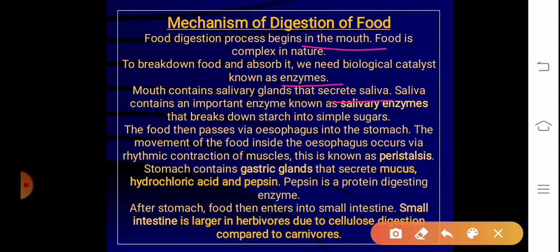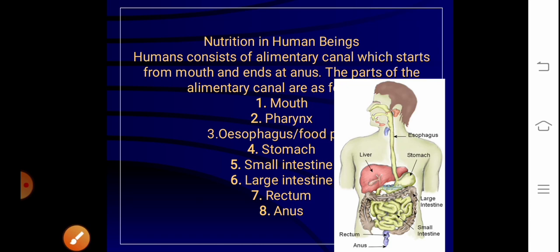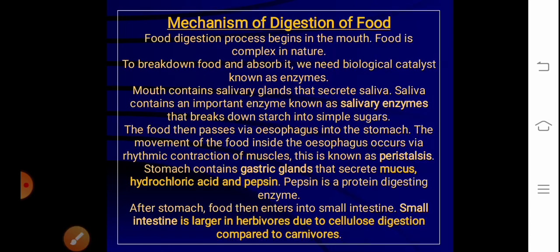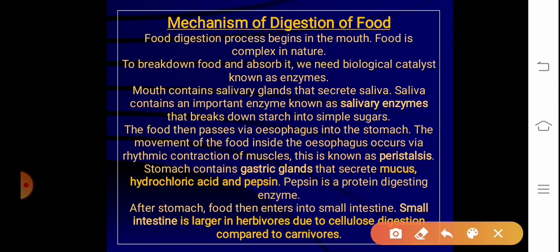We have salivary glands in our mouth. Our salivary glands secrete saliva, and this saliva contains an enzyme called salivary amylase. So what is the function of the salivary enzyme? They break down the starch into simple sugars.